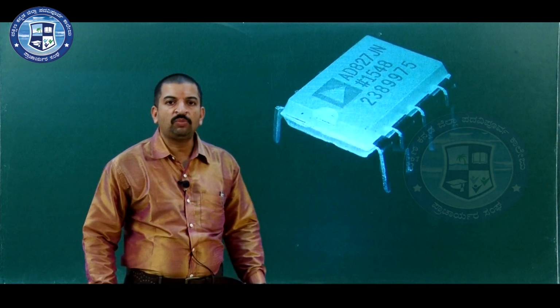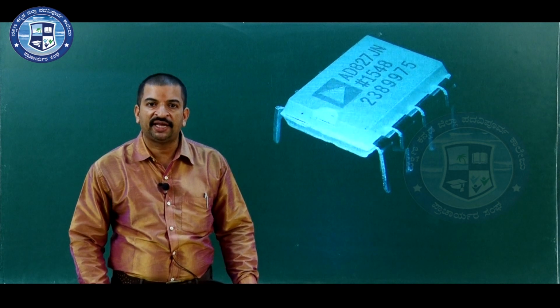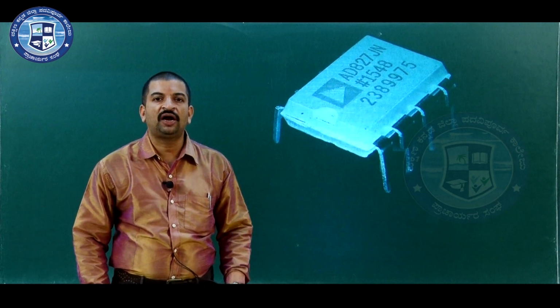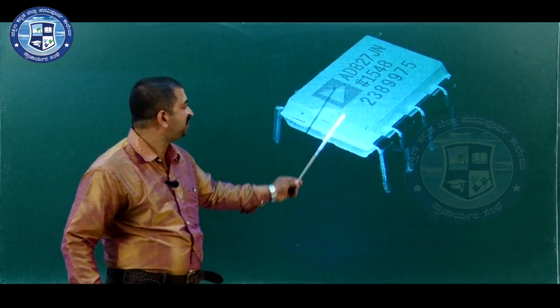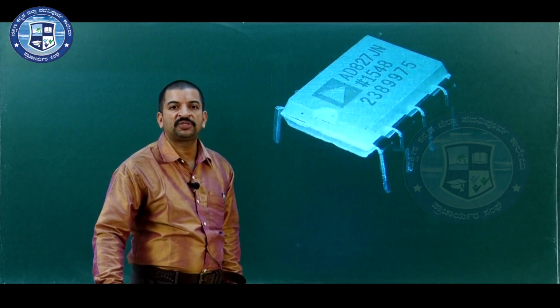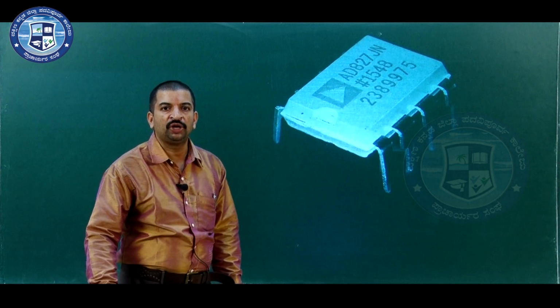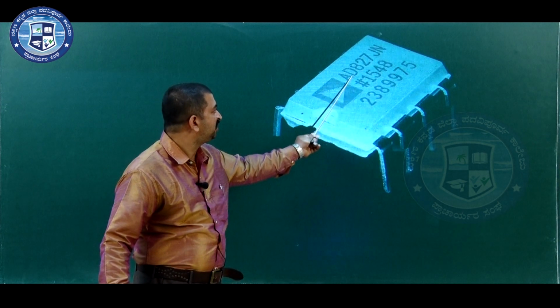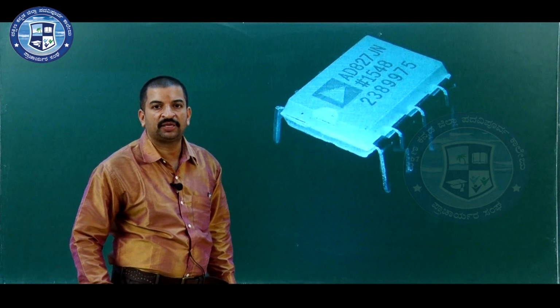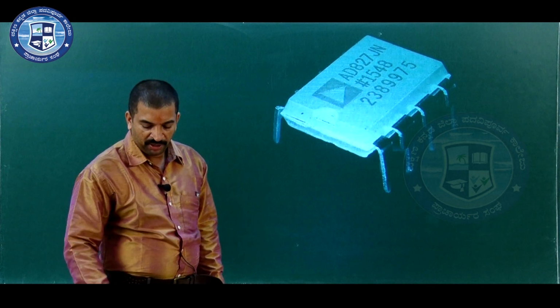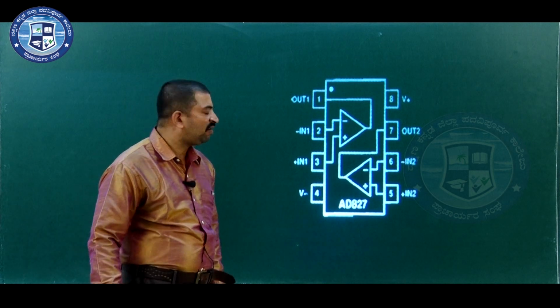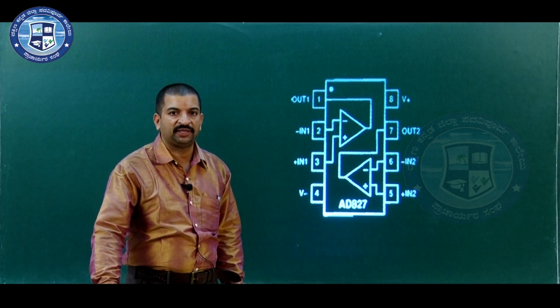There is one more IC, that is AD827. It is one of the dual op amp. In a single IC, two op amps are available, so it is called dual op amp. The IC number is AD827. AD means manufactured by Analog Devices Company. Let us study the pin diagram of AD827 IC.